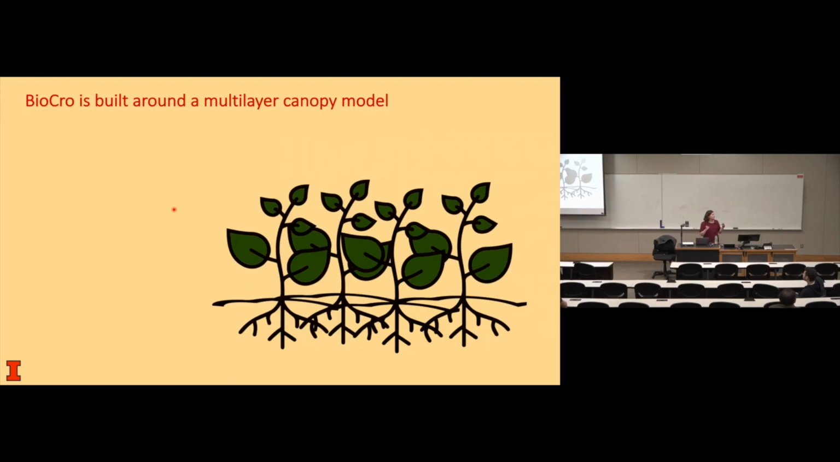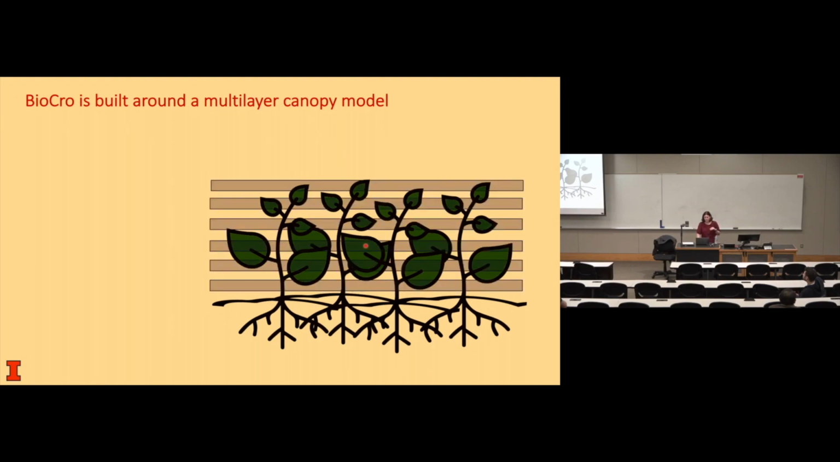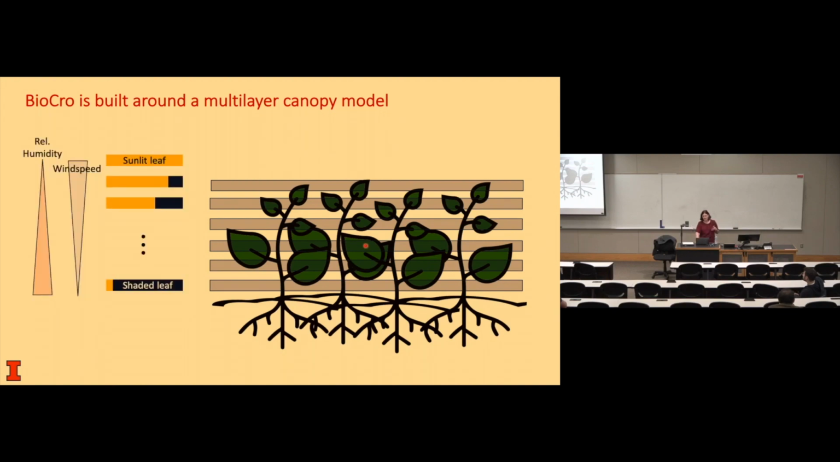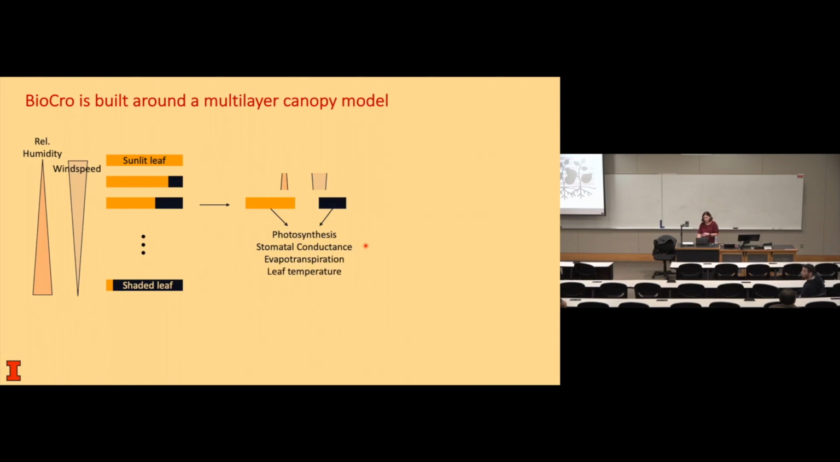And so BioCrow is built around what we call a multi-layer canopy model. It's a field scale model where we essentially are simulating a field of plants, and we split the canopy of this crop or field into different layers. This allows us to capture the vertical profile of things like the sunlight through the canopy, as well as wind speed and relative humidity, which are all inputs into this model.